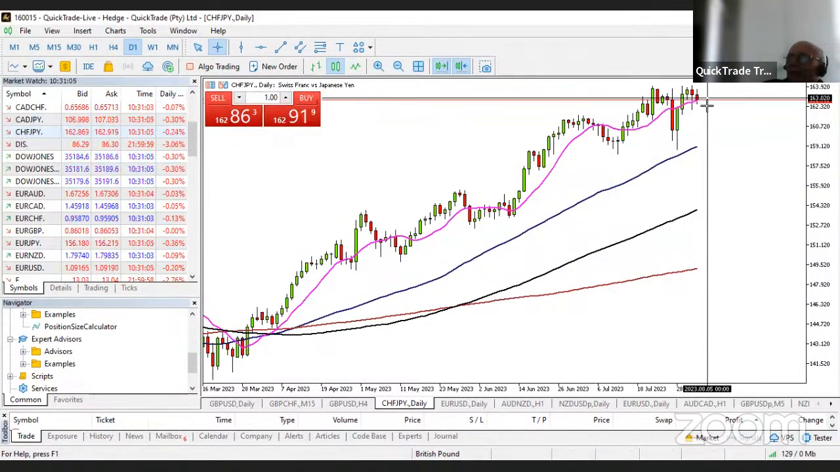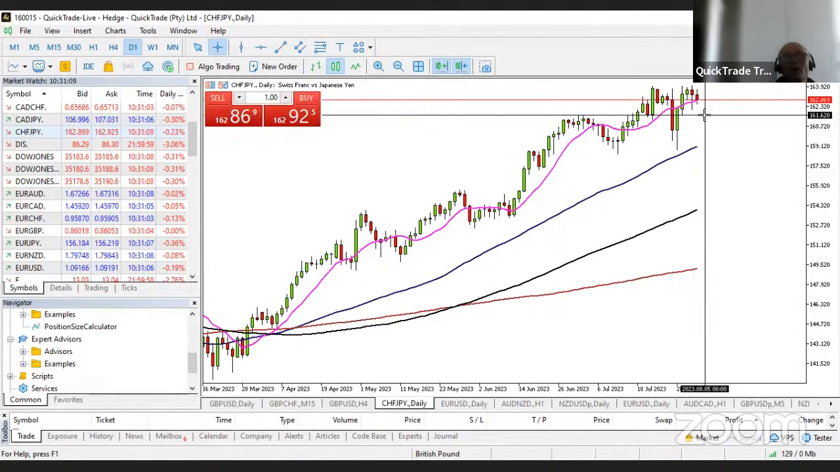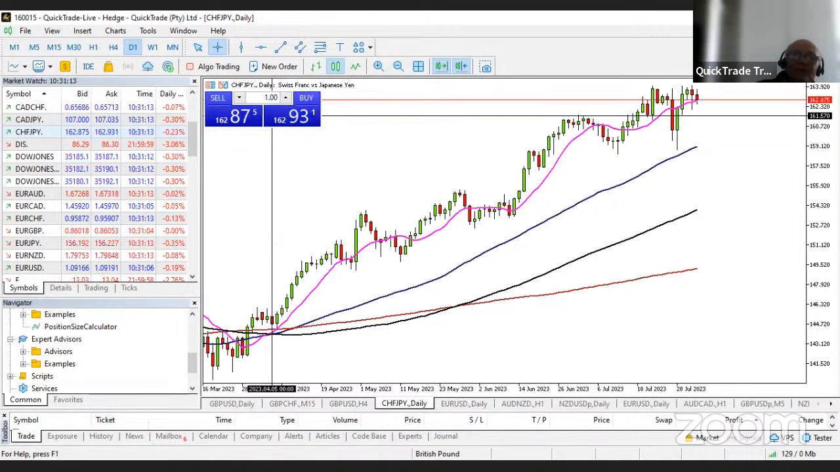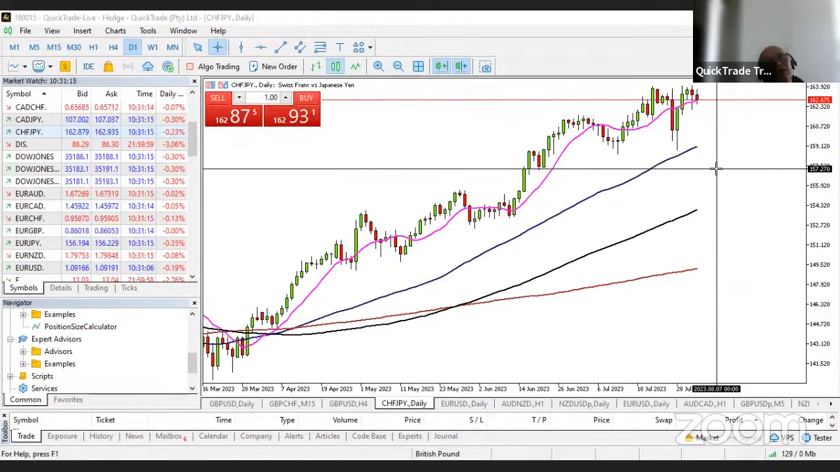If we can come back to around about this level, maybe even come back down here, 161 area, we'll have a look at the situation at the time and discuss it and see what the overall picture is like to look for buying it. But I'll be very hesitant to sell the Swiss franc against the yen at the moment. Rather wait for a pullback to buy it.